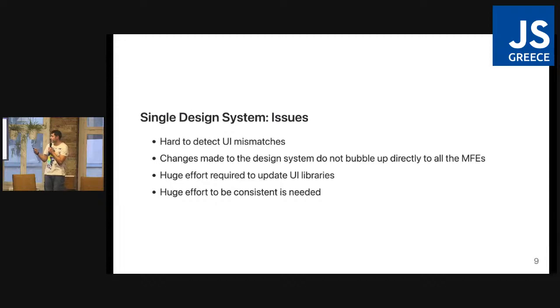In addition, all the changes that were made to the design system from the designers were not really easy for us to bubble directly to all the micro-frontends, because as we said, we had two different types of micro-frontends. The first one was Elm, second one was React. And the third and fourth, actually, I have those two together in my mind, was that we needed a huge effort to update both our UI libraries and to be consistent across all the micro-frontends.